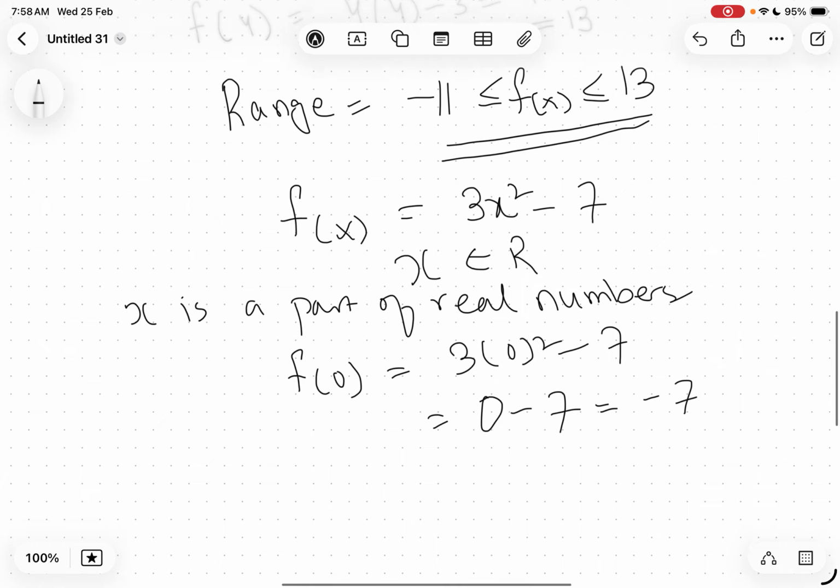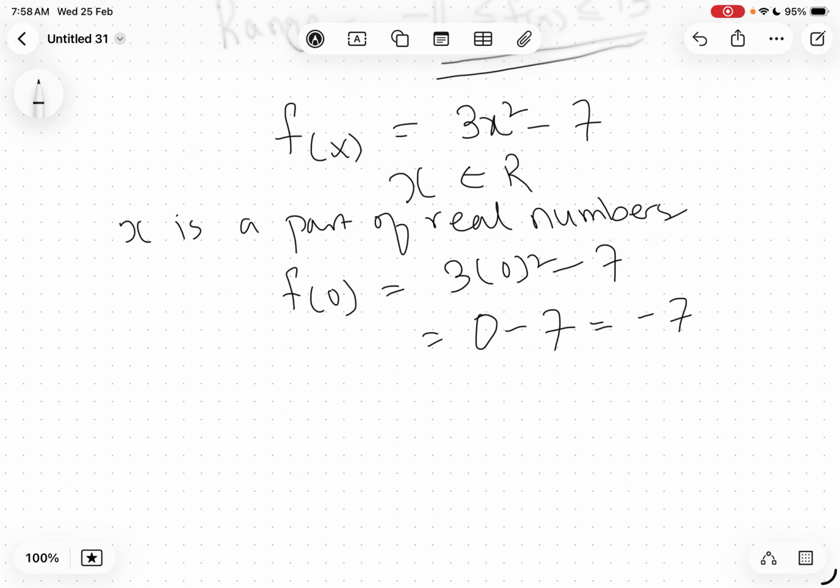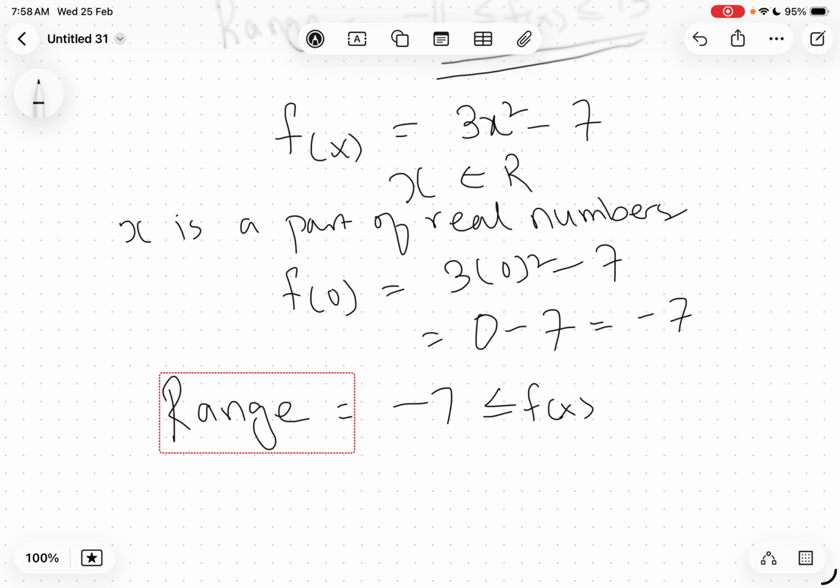So you can see that it can adopt any real value. So the maximum possible value could be dependent on the input. So there is no maximum possible value defined. So the maximum possible output would be infinity. So the range will be written in this form. Range is equal to f(x), and the minimum possible value is -7 and the maximum possible value is infinity.